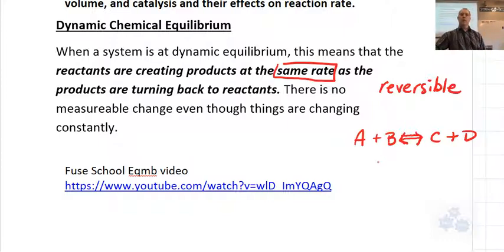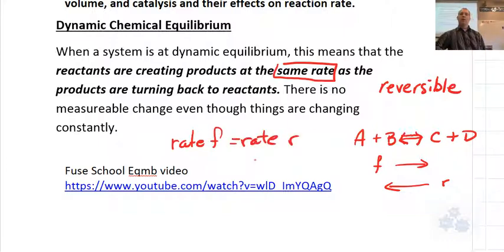So in the forward direction, A plus B are the reactants, A and B. In the reverse direction, C and D are the reactants. So A plus B moving to C plus D, and then C plus D moving to A plus B. Okay, reversible. If this is happening at the same rate, that means the rate of the forward reaction is equal to the rate of the reverse reaction, then we have dynamic chemical equilibrium. So again, there's no measurable change, even though things are changing constantly at the microscopic level.